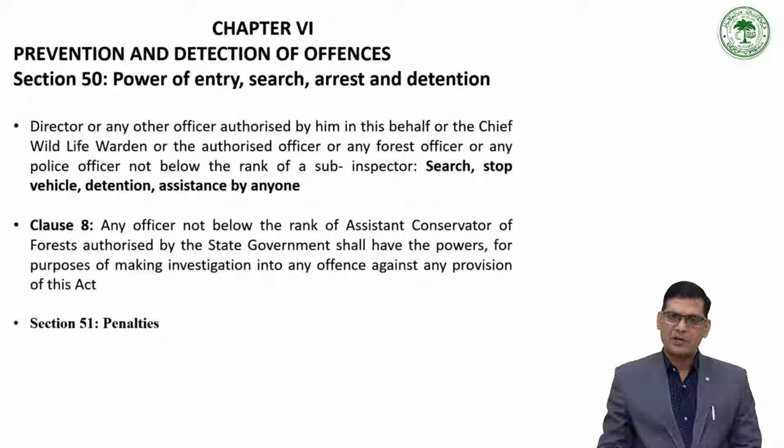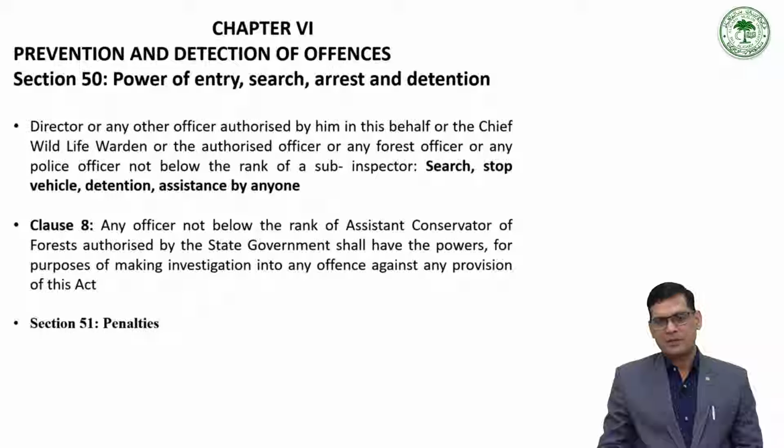Section 51 of this chapter deals with penalties and states that any person who contravenes any provision of this Act or any rule shall be guilty of an offense against this Act and shall, on conviction, be punishable with imprisonment for a term which may extend to 3 years or with fine which may extend to 1 lakh rupees or with both.